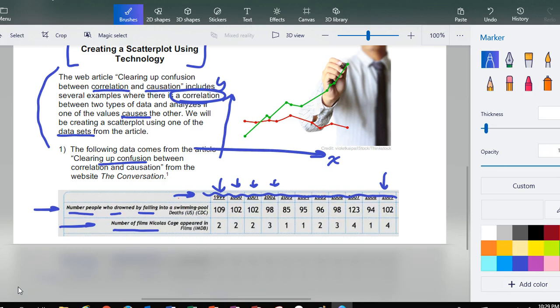When we look at part B, it says enter the data into a spreadsheet, use column A for the year, B for the Cage films, and C for the number of drownings. And then part C says create a scatter plot, and for ease of answers, let's just make sure the horizontal are the Nicolas Cage films. So we're going to put Nicolas Cage on the horizontal. Like if he was in 2 films, then how many drownings were there? If he was in 3 films, then how many drownings were there? And so I'm going to go to the Excel spreadsheet now.